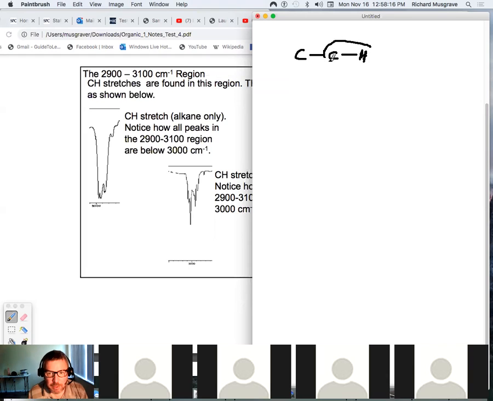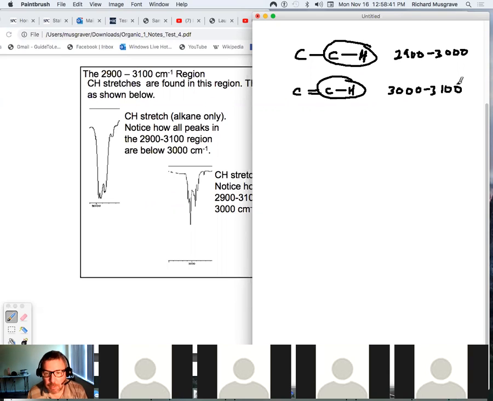Now the CH stretch attached to a CC single bond will appear between 2900 and 3000, whereas a CH attached to a CC double bond, because it's shorter, will vibrate at a higher frequency, 3000 to 3100. It's shorter because it's sp2 hybridized. So it's sp3, which is long, and then sp2 is a bit shorter and fatter. So it vibrates at a higher frequency.